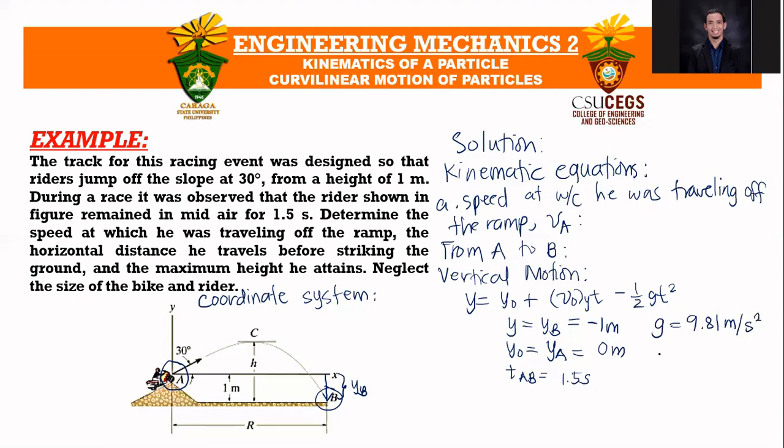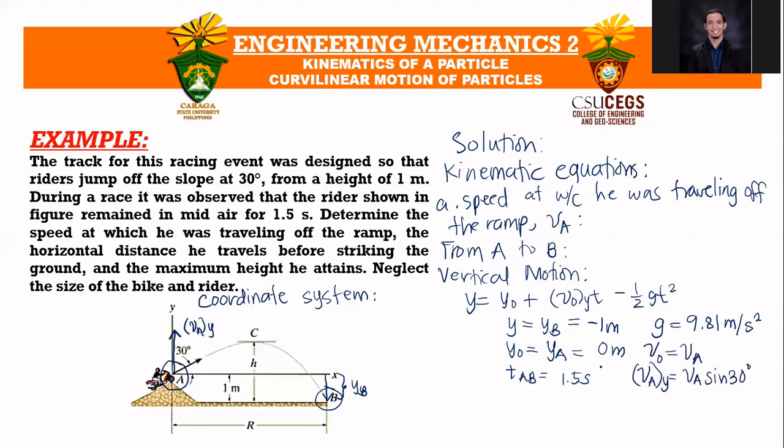And ang atong initial velocity is equal to VA. And since we are talking about the Y component, which is this one, mao na ni ang Y component sa initial velocity. So that is VAy. So ang VAy nato is equal to positive since it acts along the positive y-axis. So that would be VA sine 30 degrees.